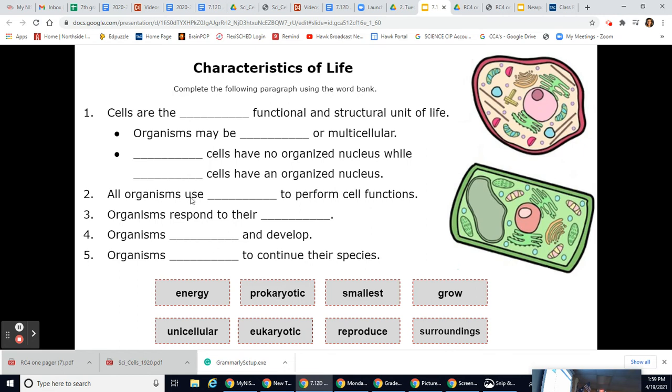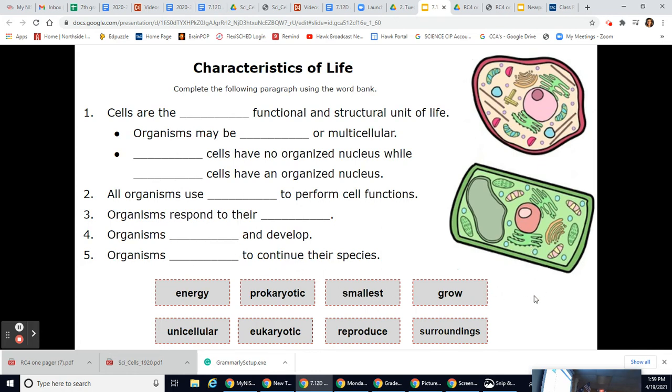So all organisms use energy to perform cell functions. Organisms respond to their surroundings. Organisms grow and develop. Organisms reproduce to continue their species.